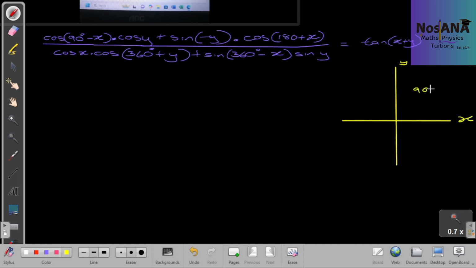We have 90 minus theta. See there, we have 90 minus x. In this case, we have 90 minus x, and then here we have 180. You know what, let me not put that. Let me just put theta.